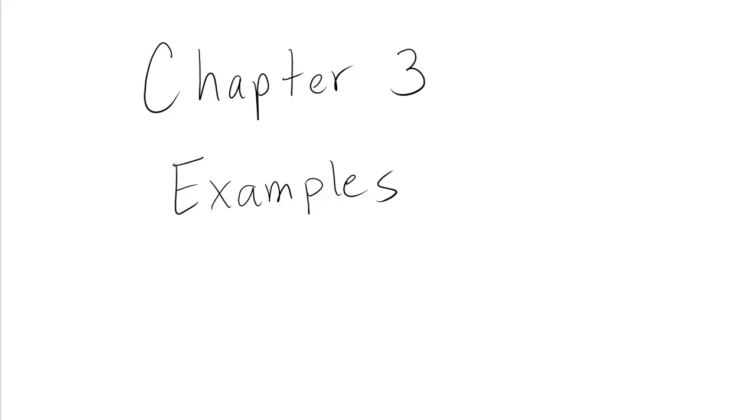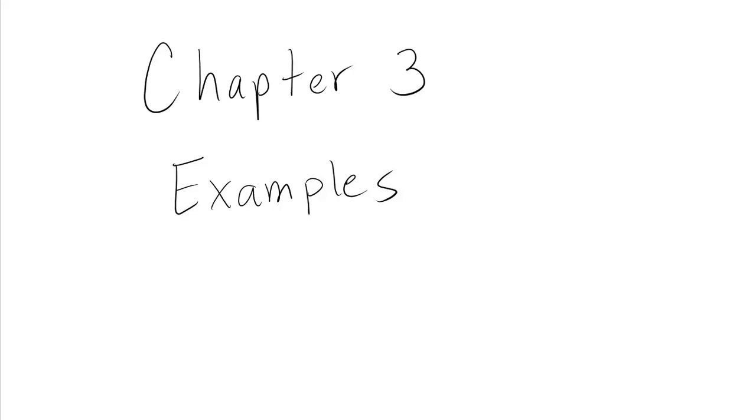In this video, we're going to revisit the major ideas from Chapter 3 by working through some examples. We're going to talk about the classical approach to probability. We're going to talk about complementary events and the probability rule that goes along with those. And we're going to talk about mutually exclusive events and the special addition rule.